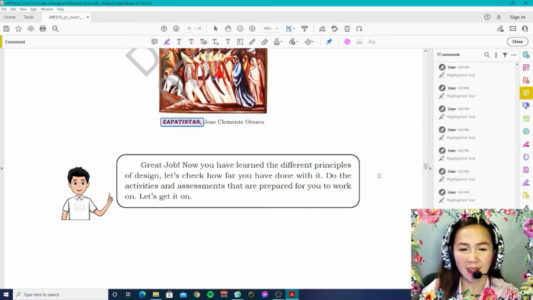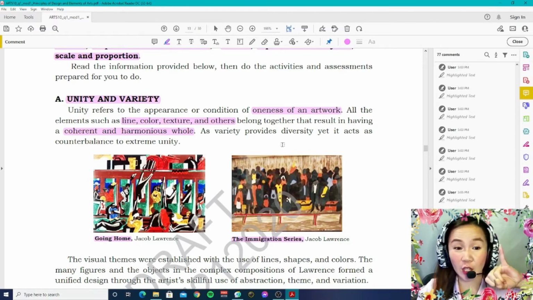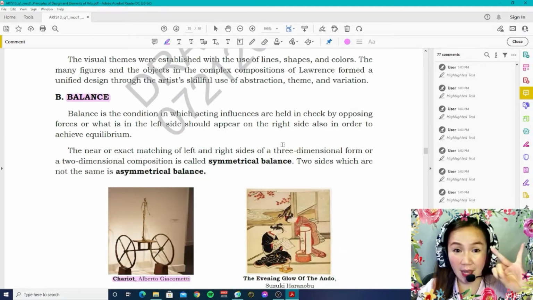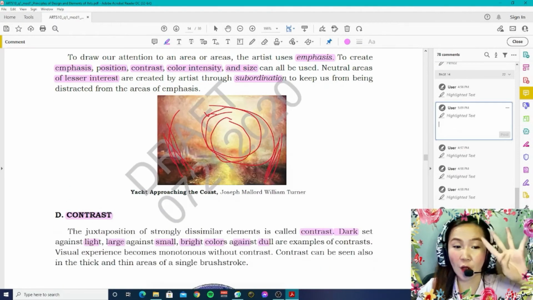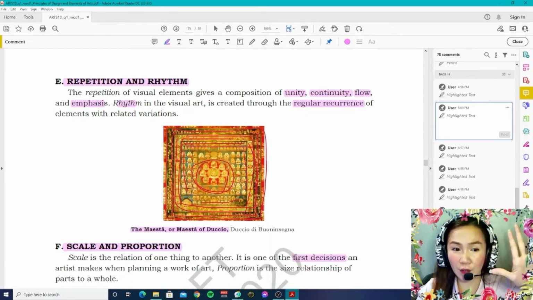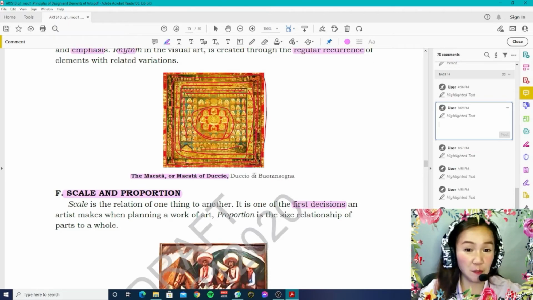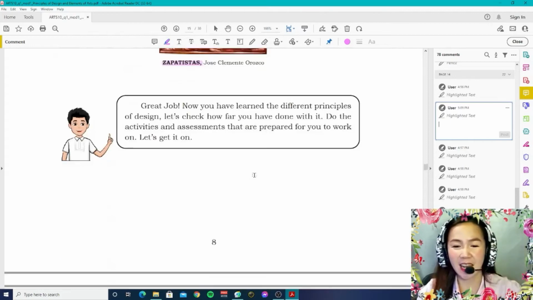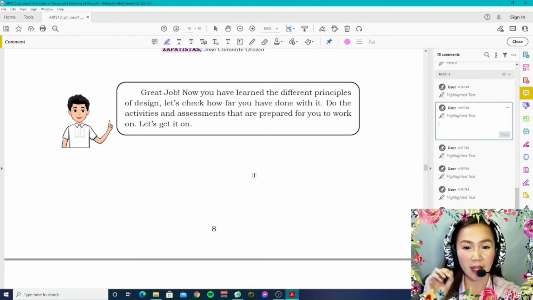Okay? So, yan. Let's have a recap kung ano-ano nga ba ang principles of design. Meron tayong 6. And the first one is unity and variety. Second, balance. Third is emphasis and subordination. Fourth is contrast. Fifth is repetition and rhythm. And the last one is scale and proportion. Okay? Now, great job! Now you have learned the different principles of design. Let's check how far you have done with it. Do the activities and assessments that are prepared for you to work on.